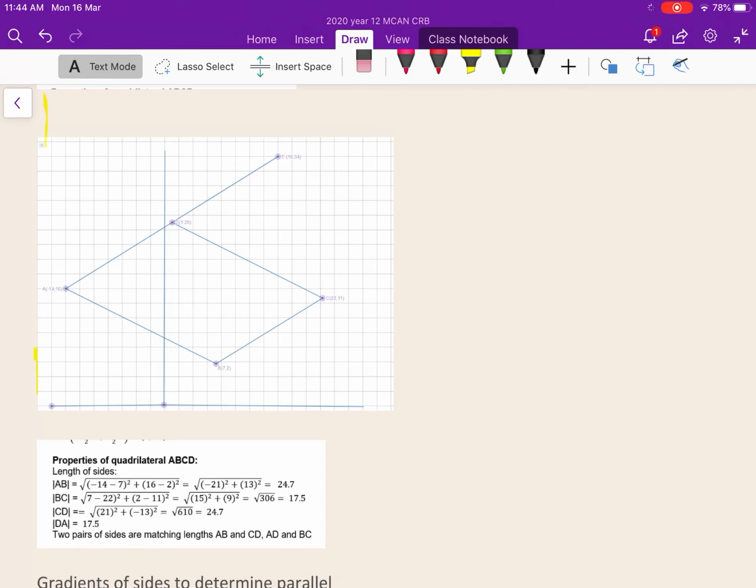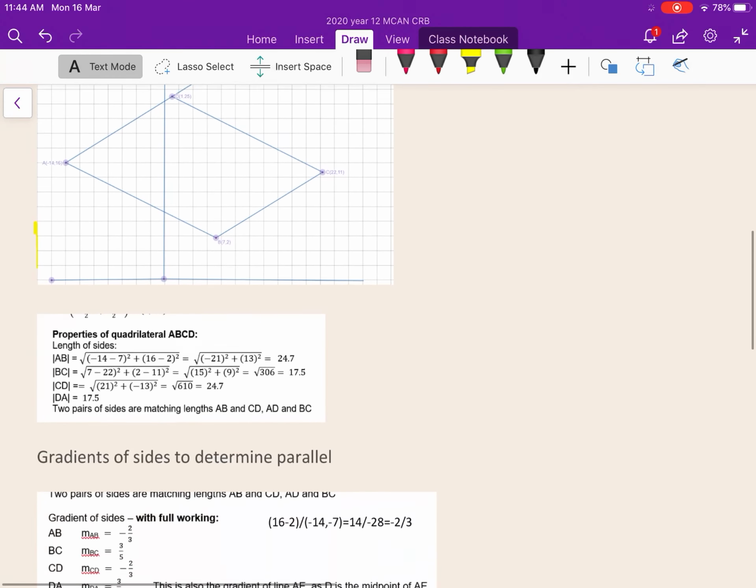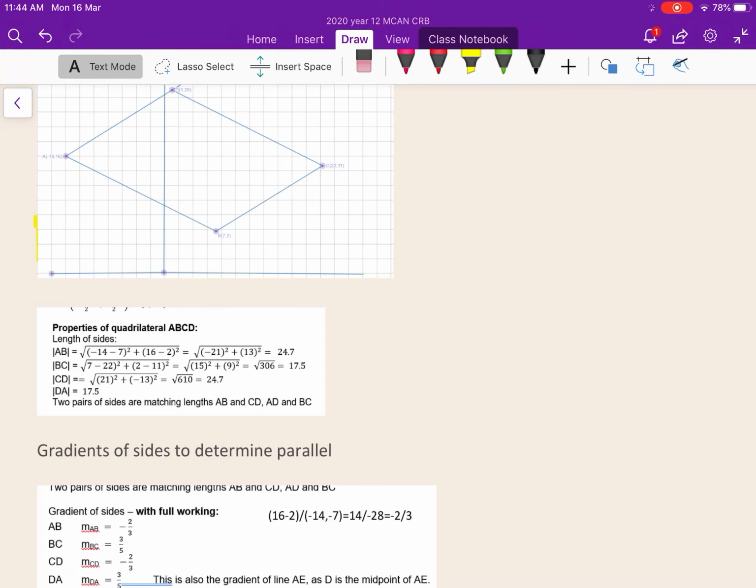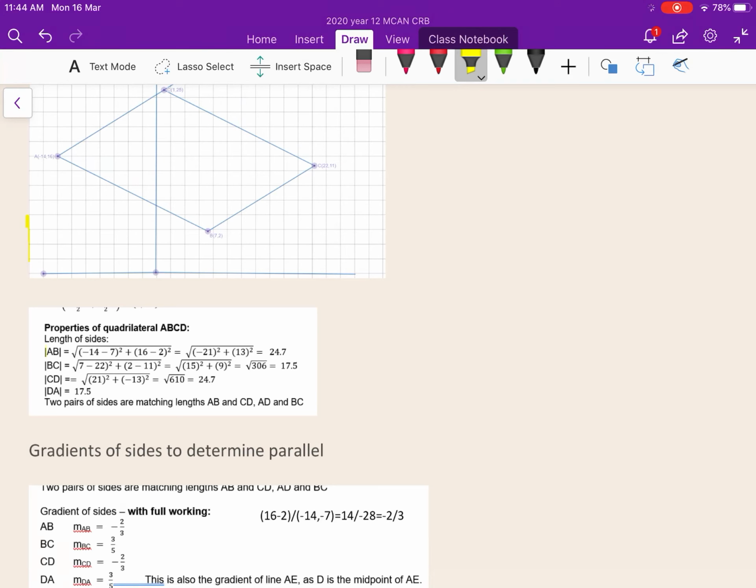So basically, I'm going to start with the distance formula, the distance of the lines to see whether I've got a rhombus or what have you, because if I've got all four sides equal, then I can pretty much stop at that point. So I'm going to use the distance formula, and I'm going to find the distance for AB. And be careful with your calculator. You need to make sure that you're getting these values, 24.7.